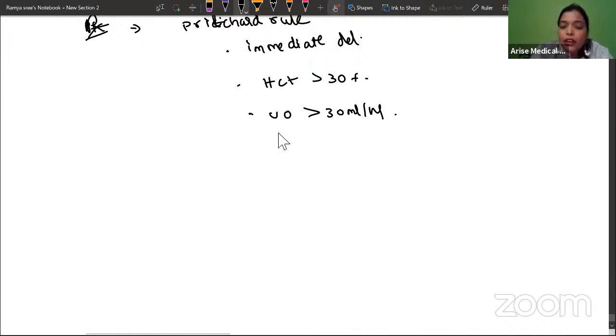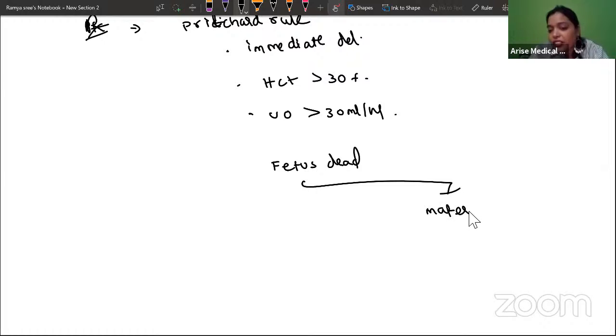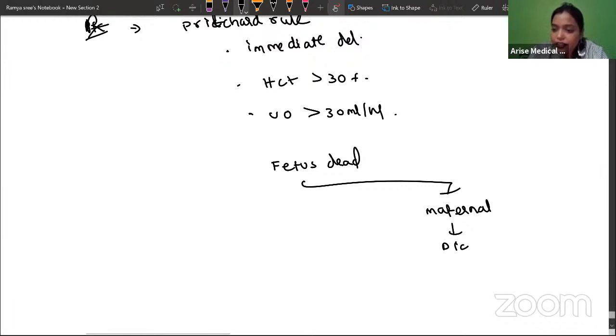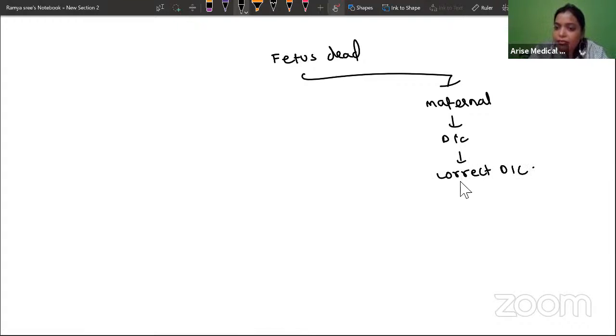Okay. Now, mode of delivery will depend on the fetal status. If fetus is dead, mother can go into DIC, so check for the maternal status. If mother is having DIC, correct the DIC. Correct DIC and then do the vaginal delivery. As the baby is anyway dead, you have to try for vaginal delivery only.